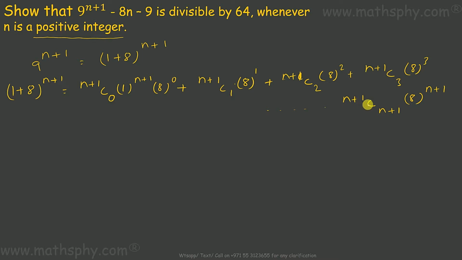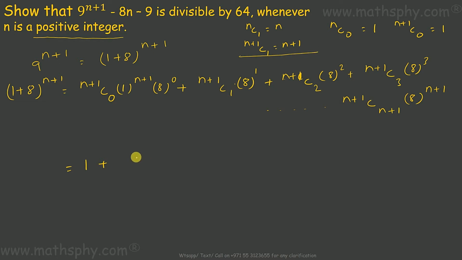Here this will be 6c6, or if n is 5, 5 plus 1, 6c6, 8 raised to 5 plus 1 is 6. That is what I am writing here. N plus 1 c n plus 1, 8 raised to n plus 1. N plus 1 c0. n c0 is always 1. So n plus 1 c0 will also be 1. So this will be 1 into 1 raised to n plus 1 will also be 1. 8 raised to 0 will be 1. So this will be in total 1 plus n plus 1 c1. N c1 is n. N plus 1 c1 will be n plus 1.